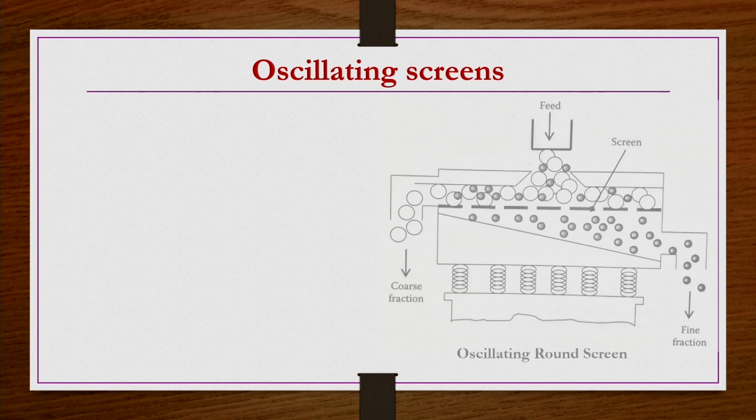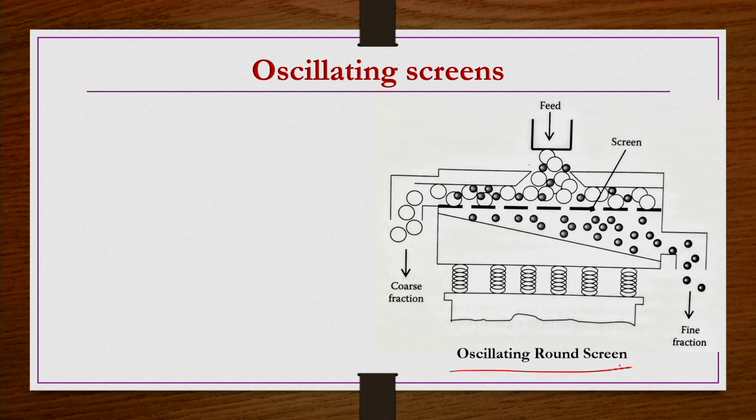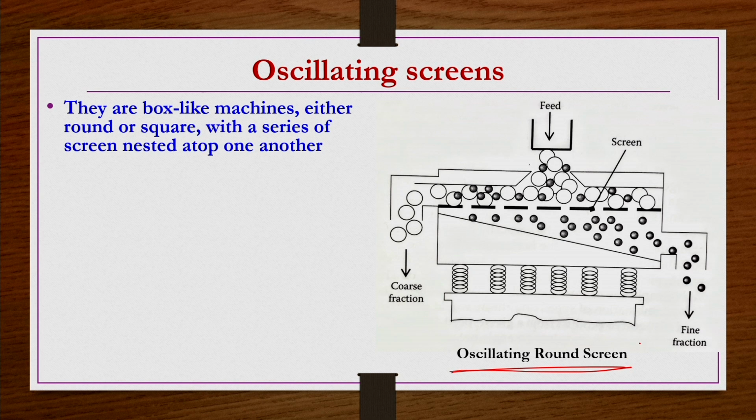Then oscillating screens. Here, an oscillating round screen is shown. Actually, they can be round or they can be square. In general, they are box-like machines, either round or square, with a series of screens nested atop one another. We have shown only one screen here, and then there is a motor shaft which has a high weight at one end and a low weight at the other end. The feed comes in from the top and then goes through the screens.